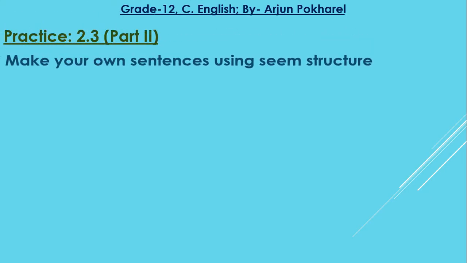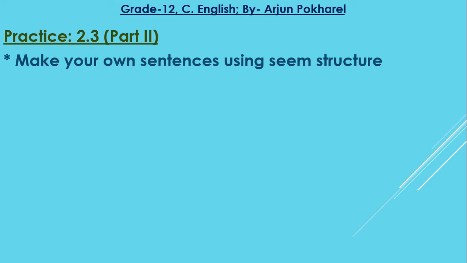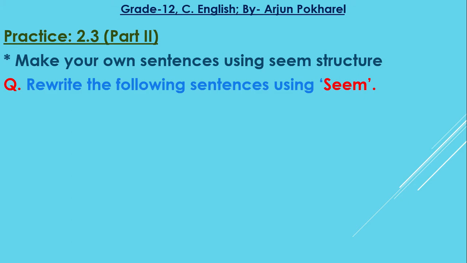Here what you have to do is make your own sentence using the seem structure. Okay, the structure is the same. You follow these two structures here, but you make your own sentence. When you have to make your own sentence, you see the question only, get the meaning from the question, and write your own answer there. Write the following sentences using seem. The way of asking the question is the same, but the way of giving the answer is a bit different here.